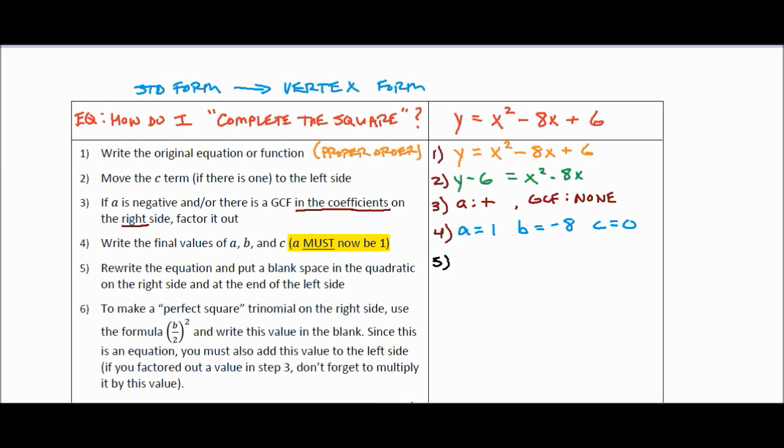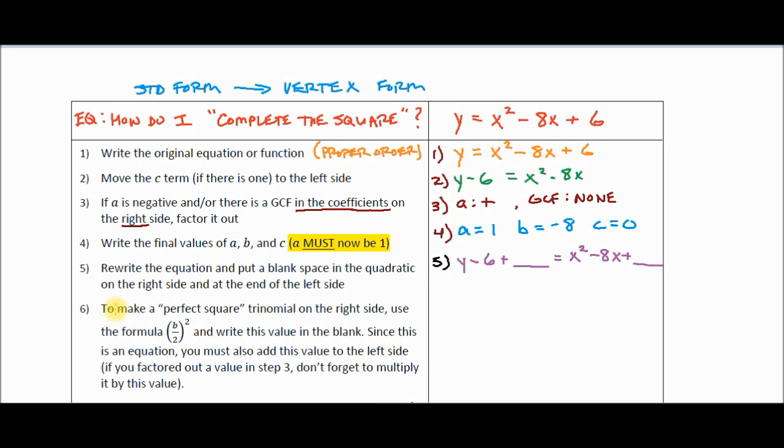So in this step, we're going to rewrite our step number 2 quadratic, and we're going to write it like this. y minus 6, and then we're going to put a blank space right here. We're going to put plus and a blank space is equal to x squared minus 8x plus, and then we're going to put another blank space. So we put a blank space on the end of the left side and the end of the right side.